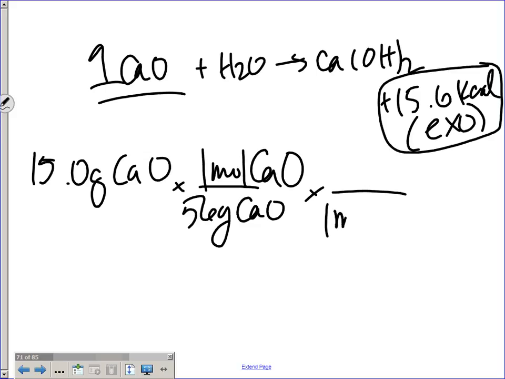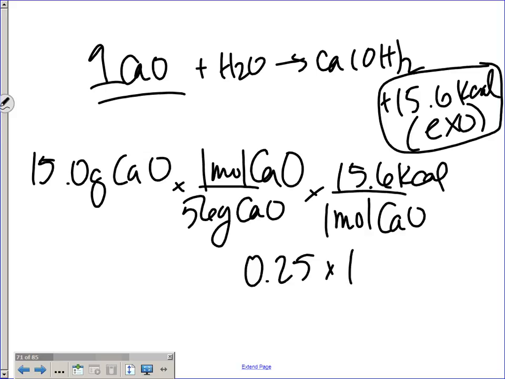Bottom, right, thank you. So 1 mole of calcium oxide produces 15.6 kilocalories. I can estimate this in my head. I don't think you really need a calculator here. So 15 divided by 56, that's about 1/4, right? 15 goes into 64 times, so it's about 0.25. So 0.25 times 15.6, so what's 1/4 of 16?